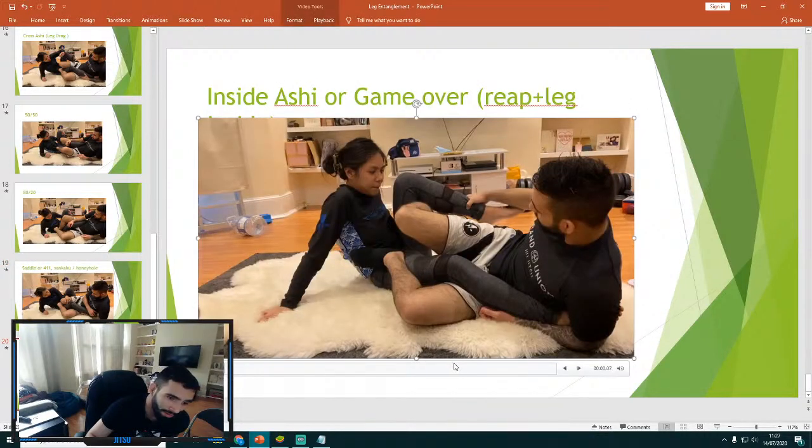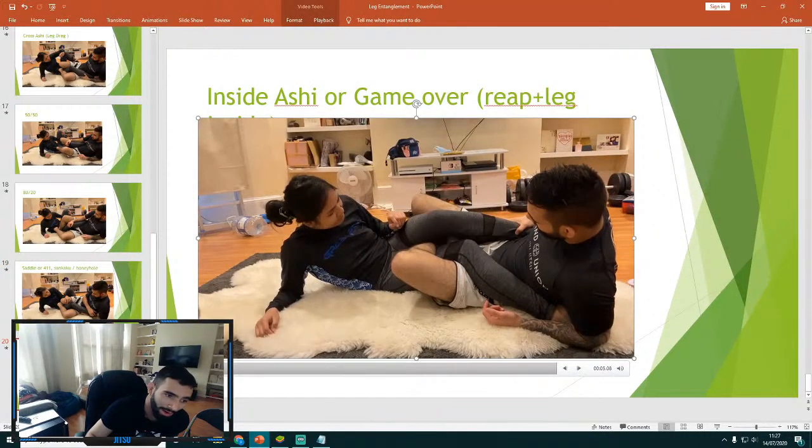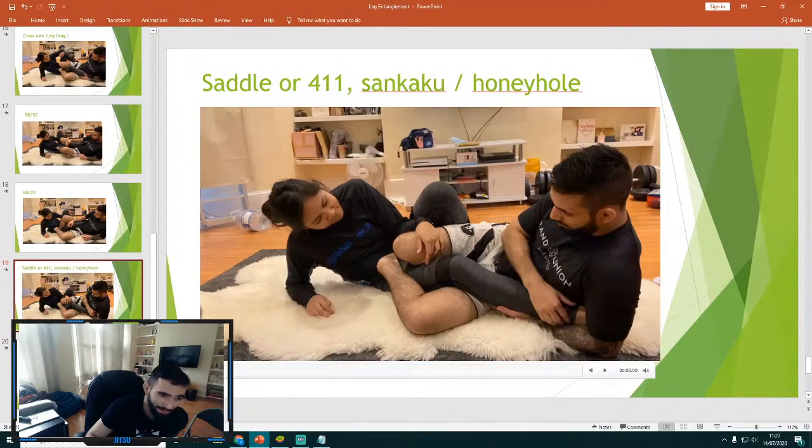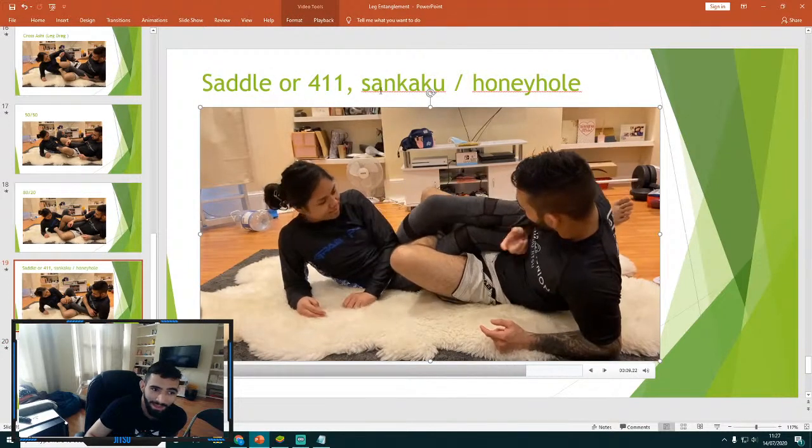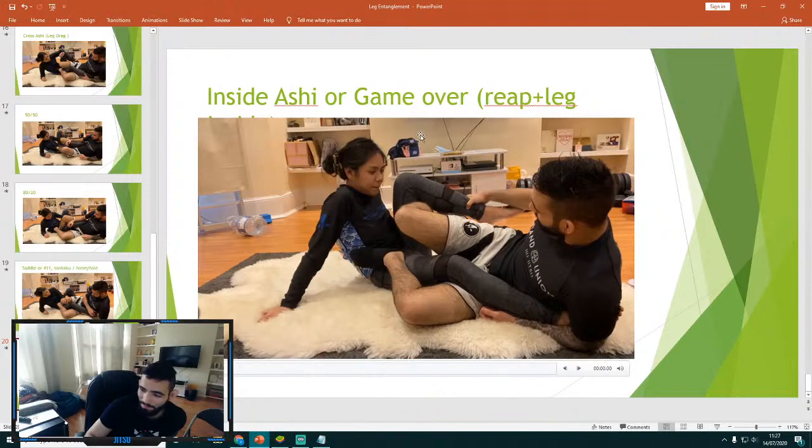So it's a very important transition for you to learn, or at least know the difference between the inside position and the saddle. Okay? Because for both escapes and attacks, if you don't know which way to turn, you might hurt your knee and so on. But hopefully you at least know where you are. Even if you get tapped, you know you got tapped from a saddle or inside ashi. Happy with those?